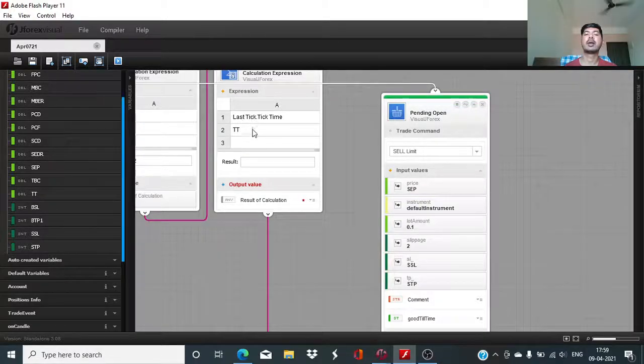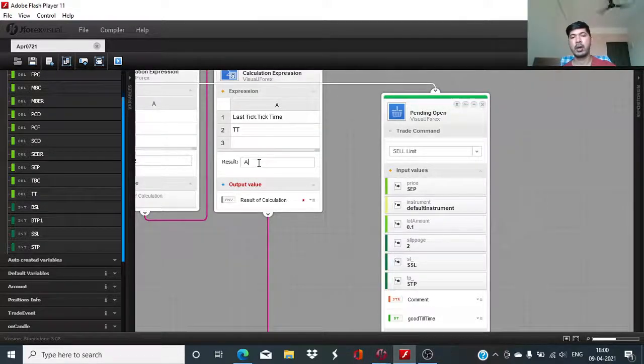Multiplication of this last tick tick time, sorry, pardon me. We need to multiply this second variable TT with a desired value of our choice. As I said, if you want to keep it valid for 1.5 hour, then you multiply TT with 1.5 and then add it to last tick tick time. If you want to keep it valid for 2 hours, you multiply TT with 2 and then add it to last tick time. If you want to keep it valid for half an hour, you multiply it by 0.5. So I hope you got the point.